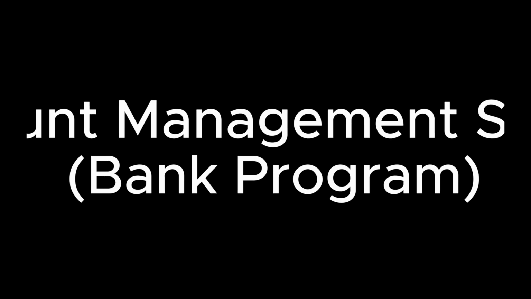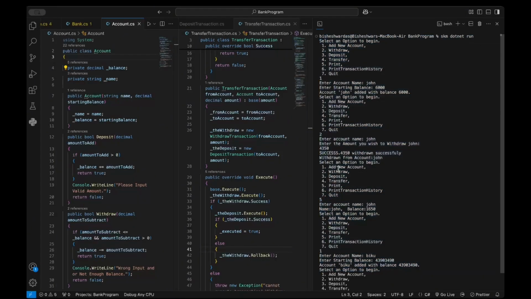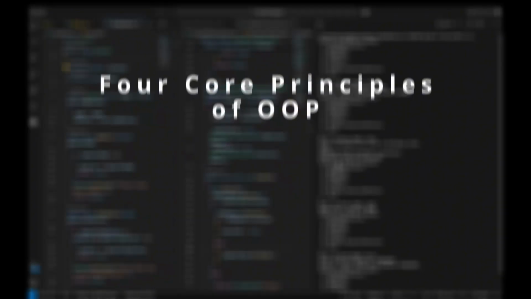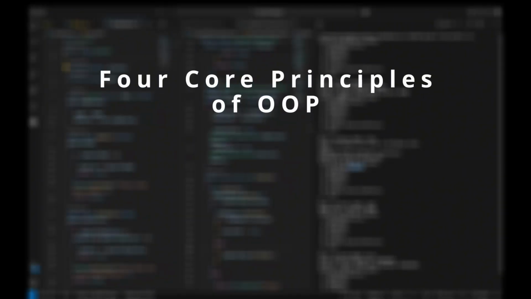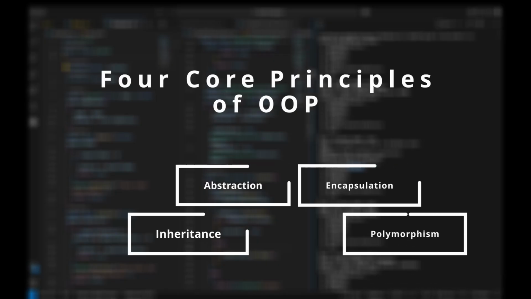When we look at the account management system, it's not just about getting things done. It's about how those things are structured and protected under the hood. That's where the 4 core principles of object-oriented programming come into play: abstraction, encapsulation, inheritance, and polymorphism.